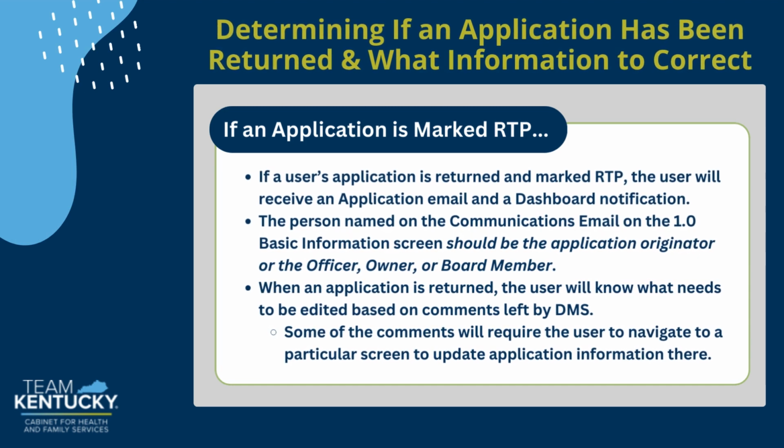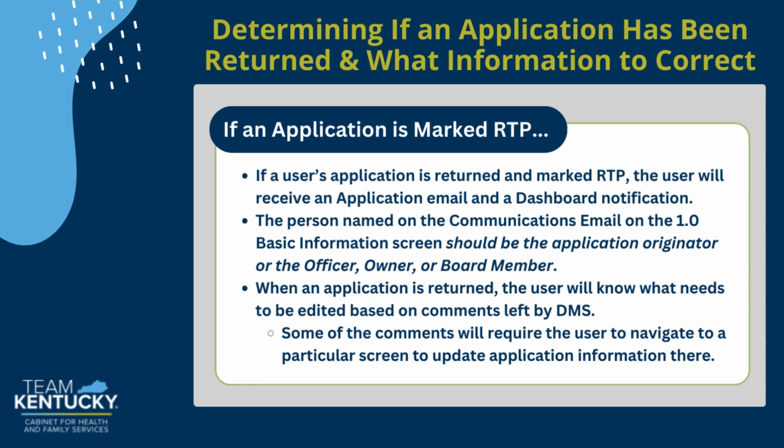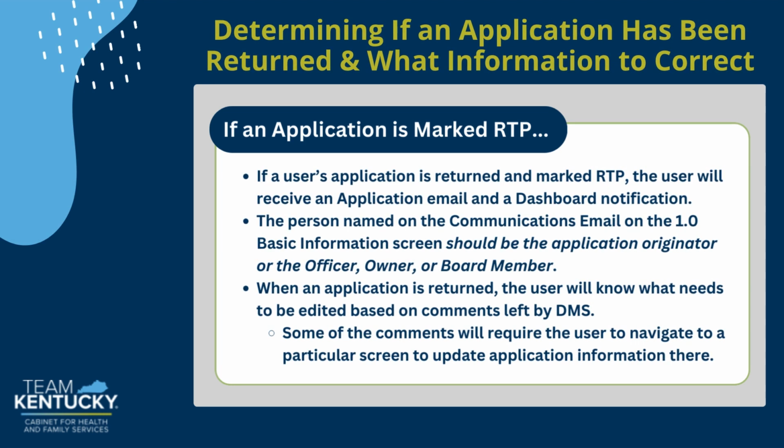How to determine if an application has been returned, and how to determine what information needs to be corrected within the application. The user will know if an application has been returned once they receive an application email notification and dashboard notification. For this reason, the person named on the communications email on the 1.0 basic information screen should be the application originator and/or the officer owner board member.